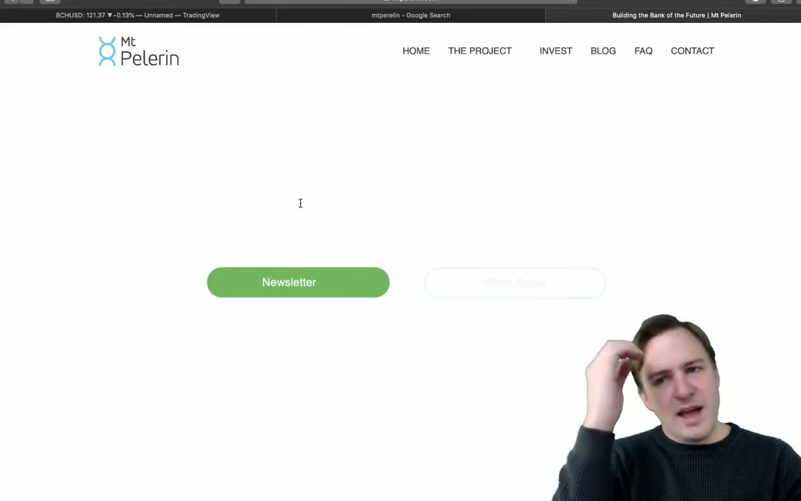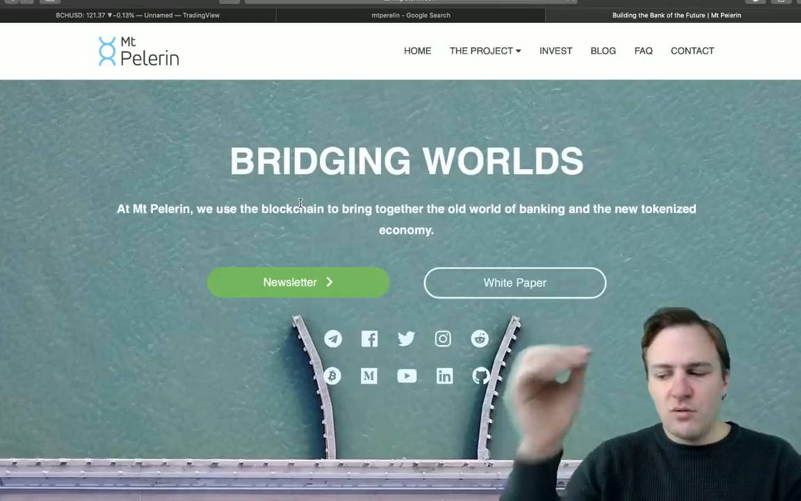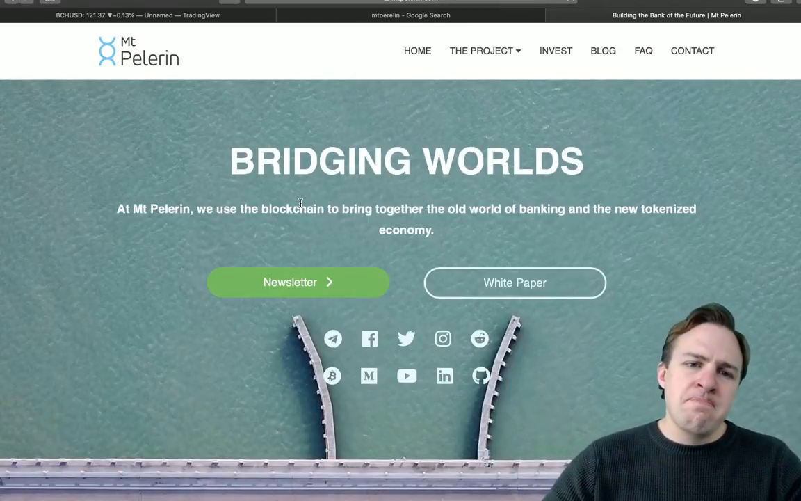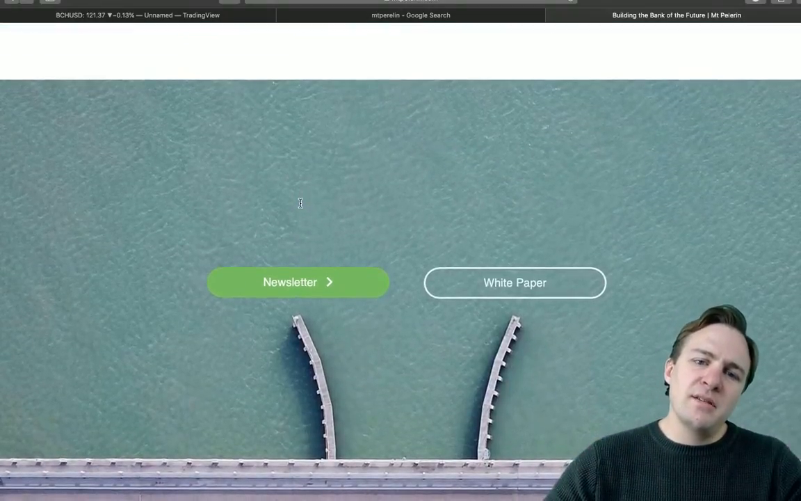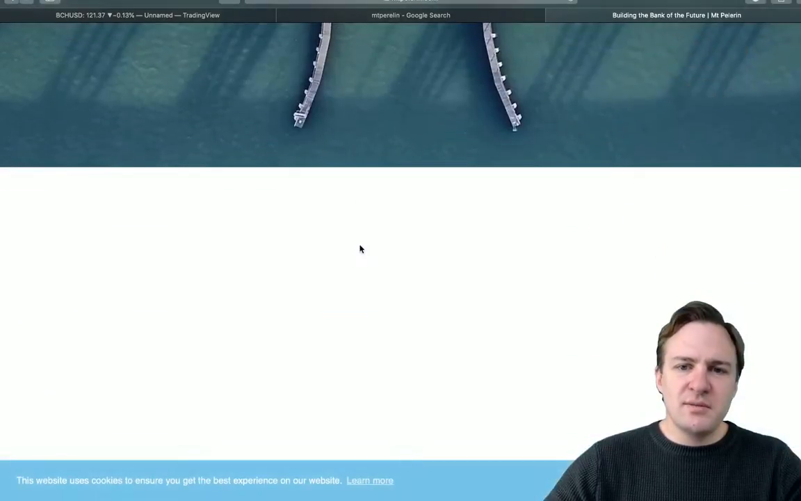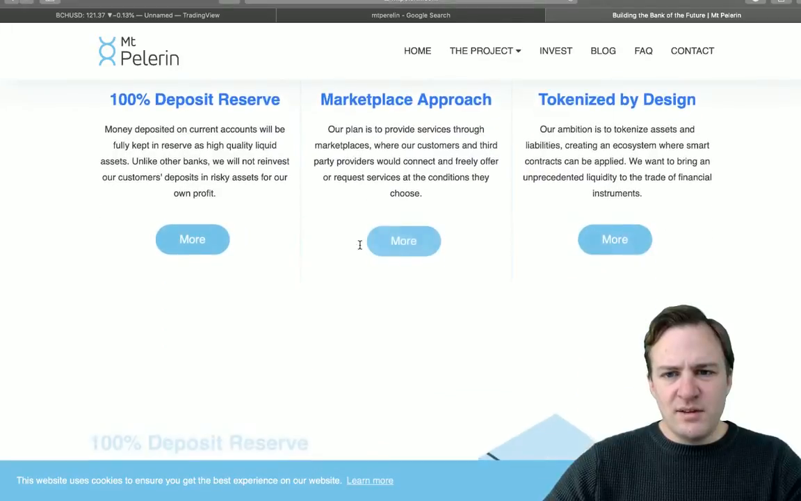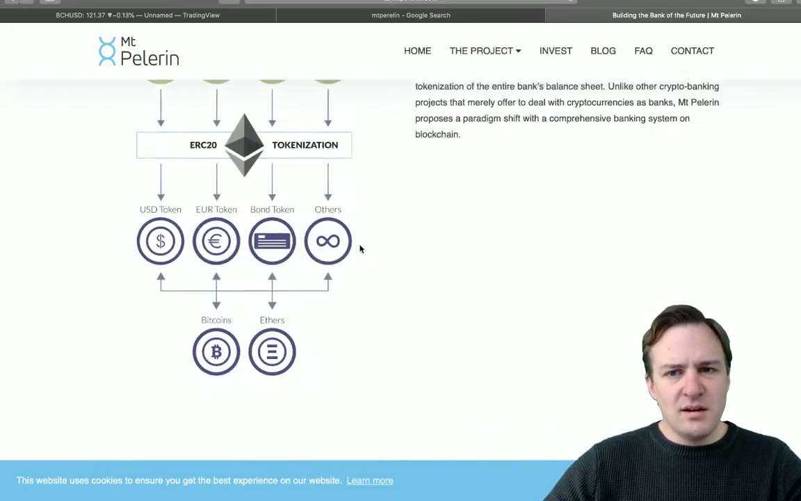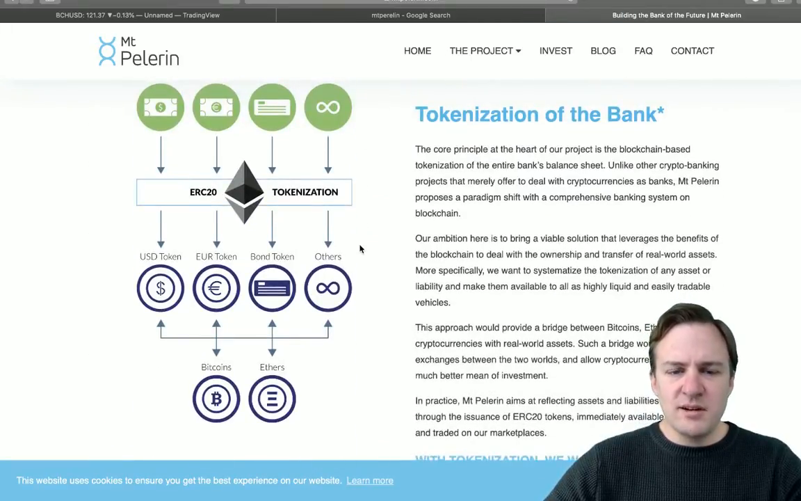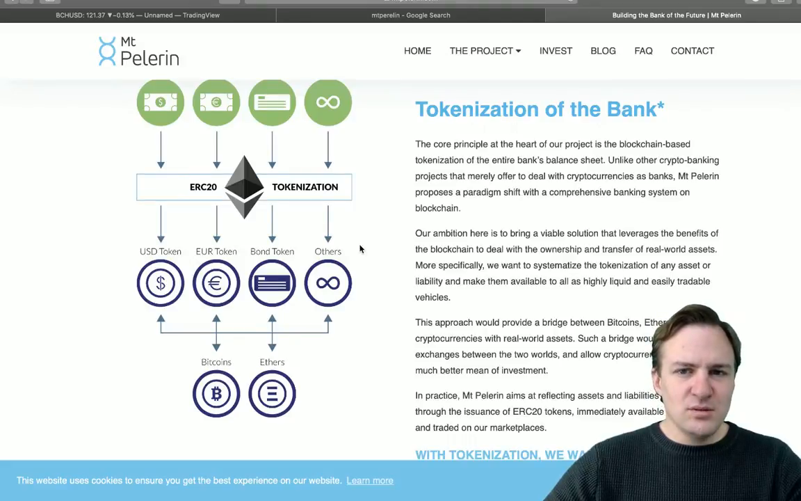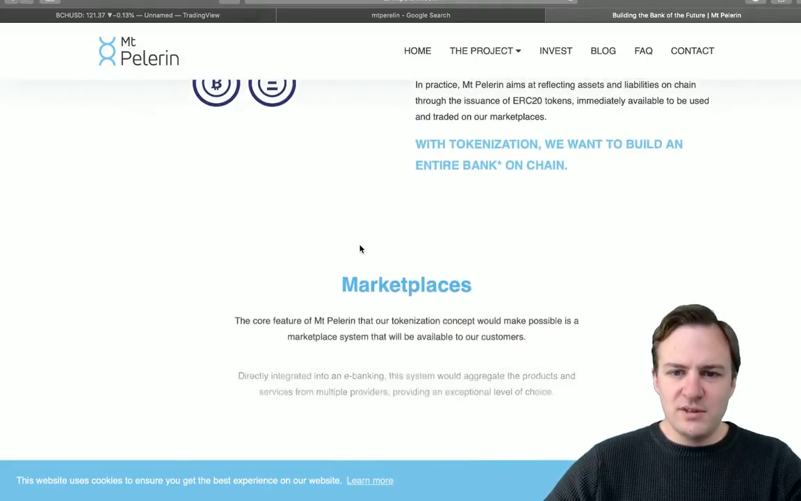One of the things I've been looking at was this Mount Pelerin. Building a blockchain bank. It's very interesting what they want to do. I think they have some good ideas in what they want to provide. Looks like they have a smart team, and they're selling equity. They're not actually selling any sort of shitcoin, which is very cool.